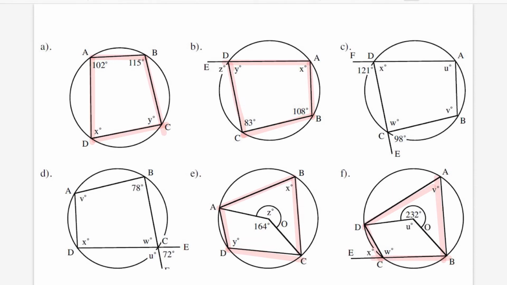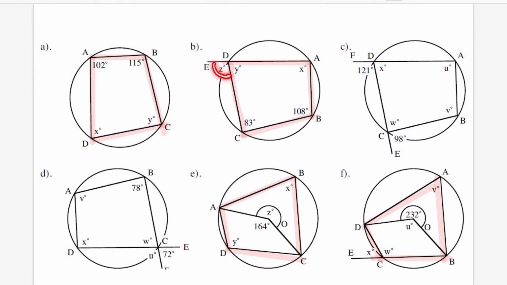So for the first one, we have 180 minus 115 is going to give me the x, and then 180 minus the 102 is going to give me the y, because we know that the opposites add up to 180. The second one would be exactly the same. These two add up to 180, and these two add up to 180. So we just do 180 minus the 83 and 180 minus the 108.